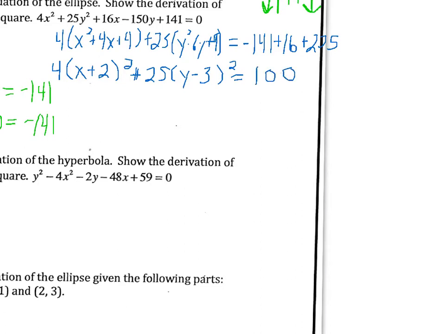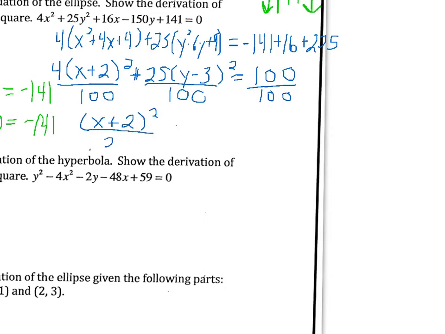And finally, we want our ellipse to be set equal to 1, so we're going to divide everybody by 100. So our final answer is x plus 2 squared over 25 plus y minus 3 squared over 4 equals 1.